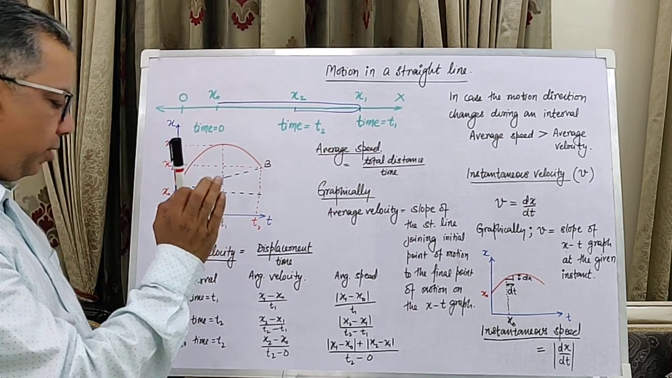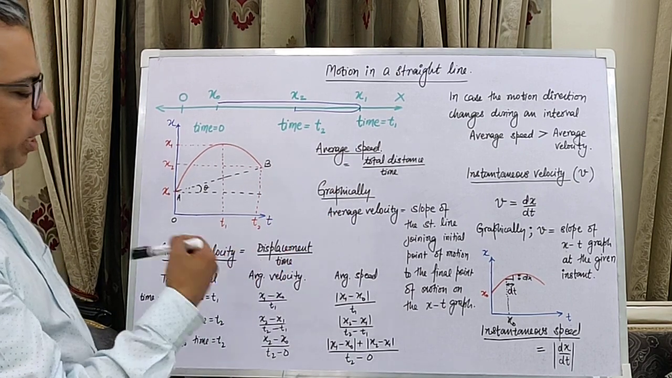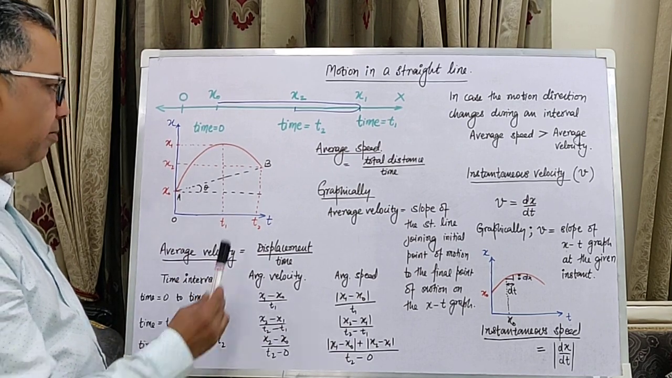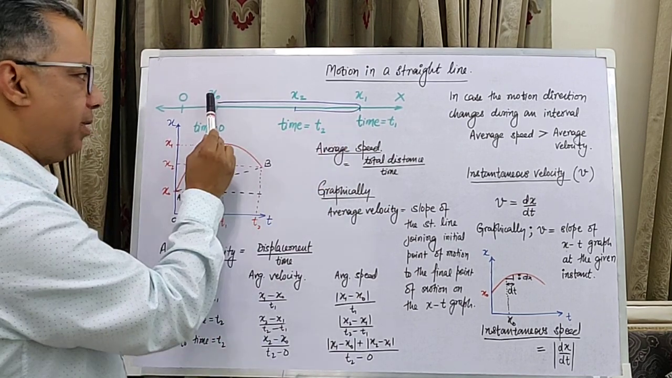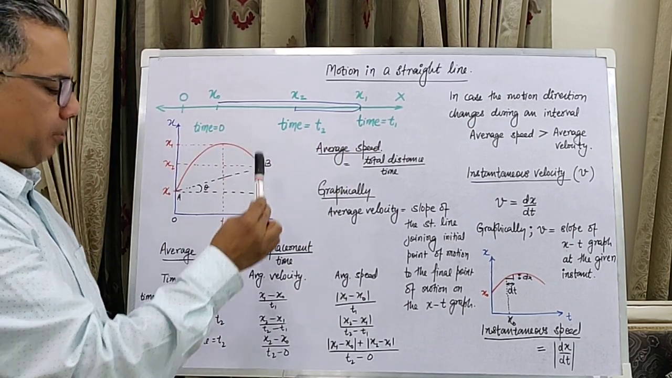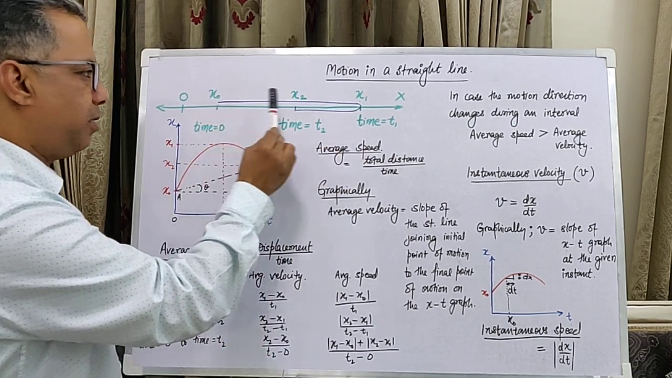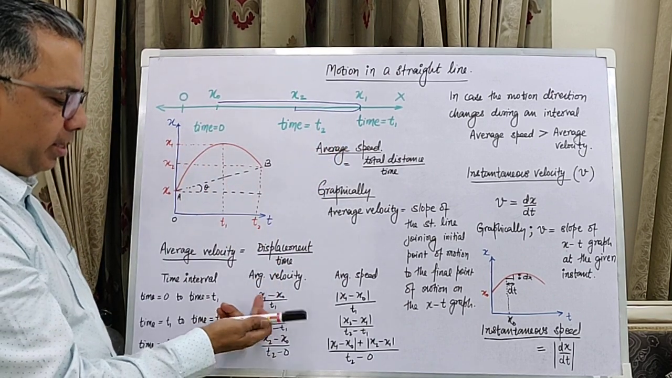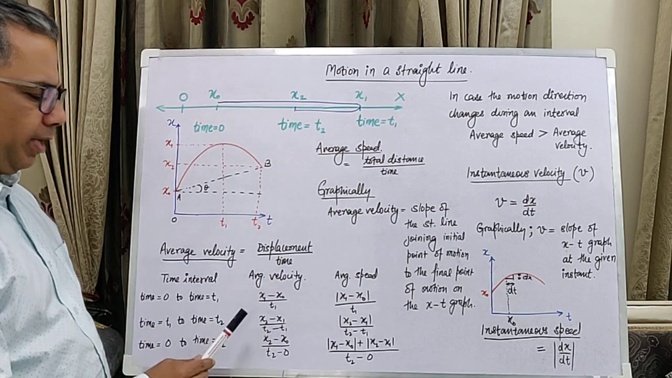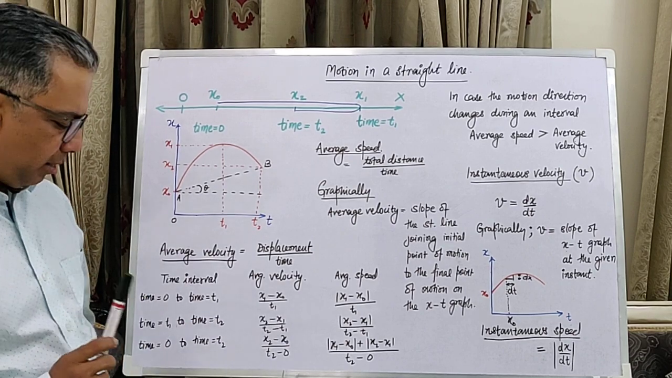Now for the first interval from time 0 to time t1, we are looking for the average velocity. So from time 0 to time t1, the displacement is x1 minus x0. That displacement, x1 minus x0, divided by the interval duration, that is time t1, gives us the average velocity during this interval. So it turns out to be (x1 minus x0) by t1.